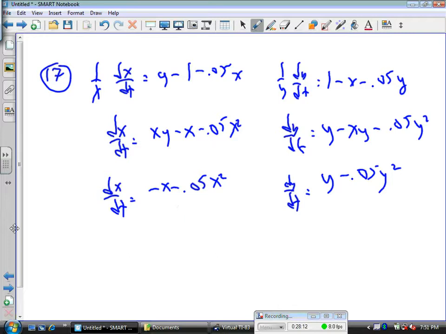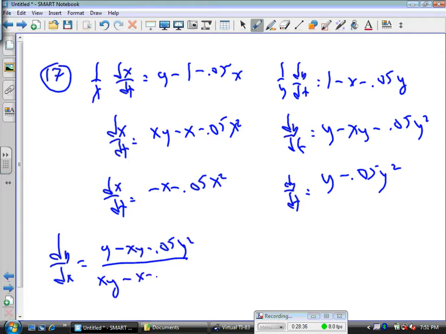So what am I going to do? I'm going to do dy dx. Let's do dy dx in my slope field program. Well, what's dy dx? Here's dy dt, y minus xy minus 0.05 y squared, over dx dt, before we got rid of the y's, this one, right? xy minus x minus 0.05 x squared.